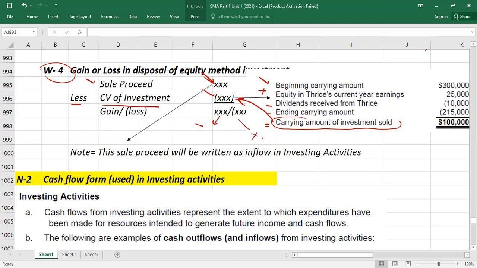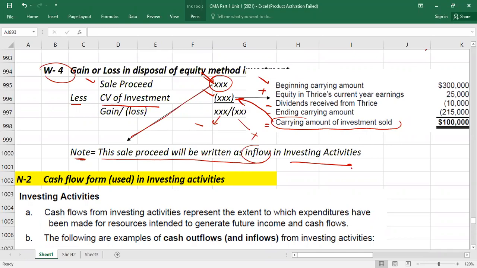Clear? And one more note. Gain or loss will be adjusted in operating activities. What about the sale proceed? This sale proceed, you can see the arrow. Look at the note. This sale proceed will be written as an inflow in investing activities also. Understood? I hope so. Okay.